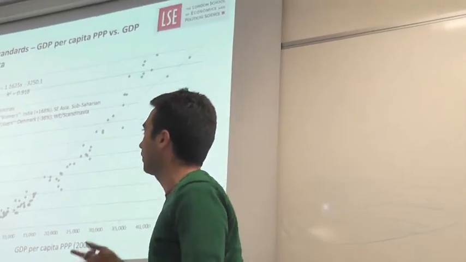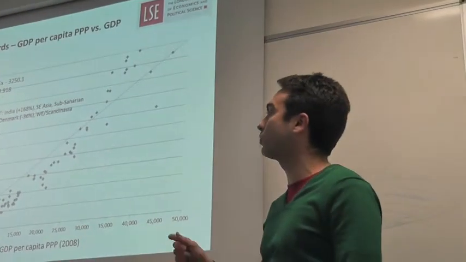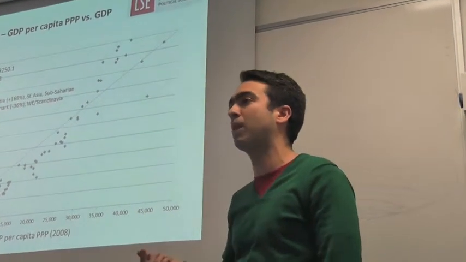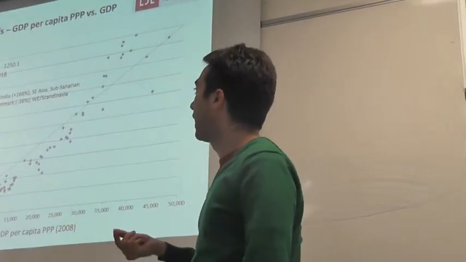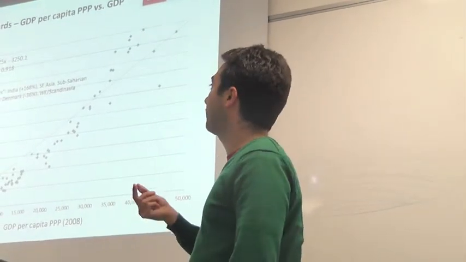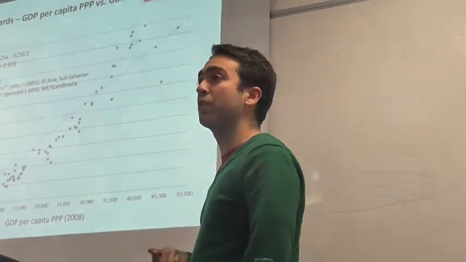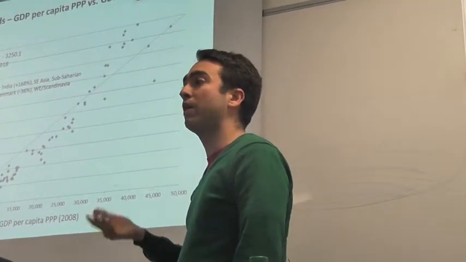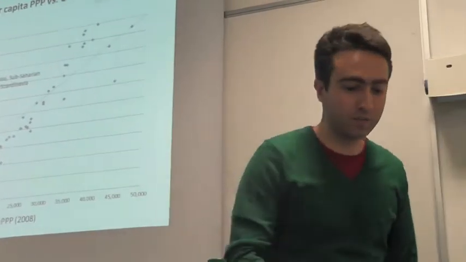Just as examples, India, when you translate from GDP per capita to GDP per capita PPP, grows 168%. It's the most extreme case. On the other side, Denmark loses a third of its GDP per capita when it's adjusted from a PPP perspective.